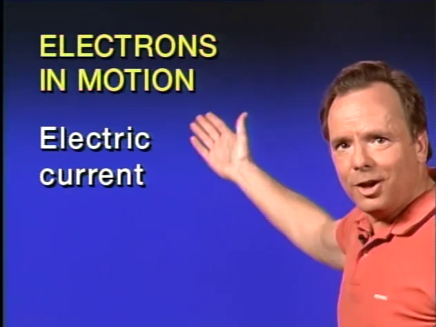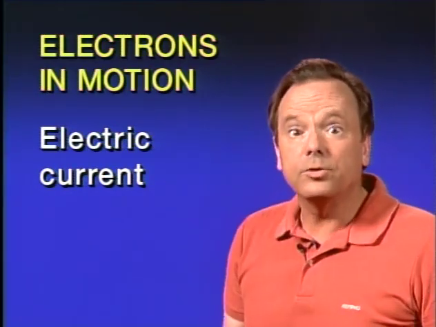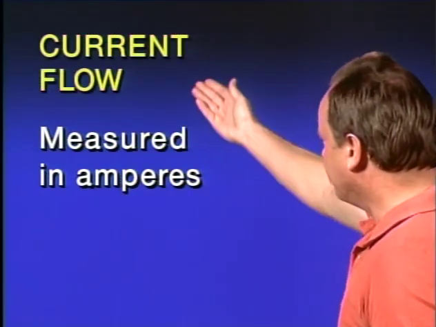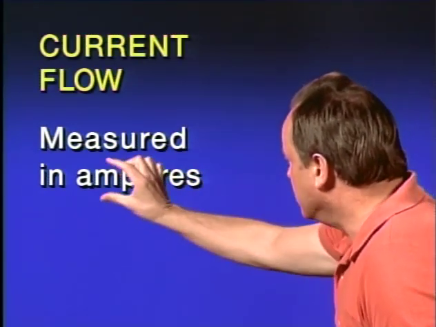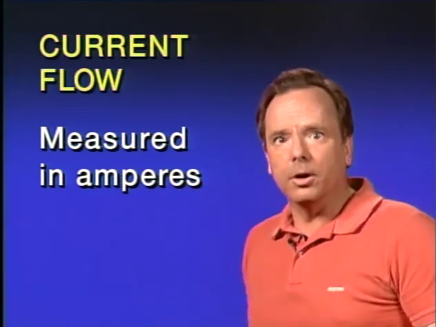All right, first of all, let's you and I get some definitions out of the way. What is electric current? Well, electric current is electrons in motion. Now, when the current flows in one direction only, it's called direct current. But current that reverses itself periodically is called alternating current. All right, now let's take a look at how you measure current flow, and it's measured in amperes. That's a unit of measurement of electrical current flow.